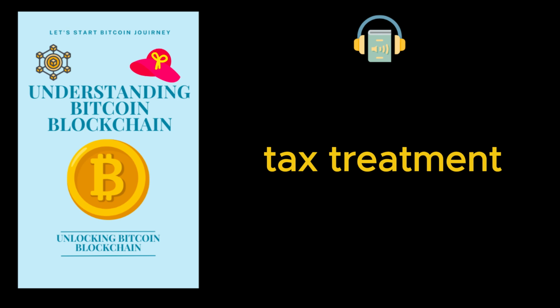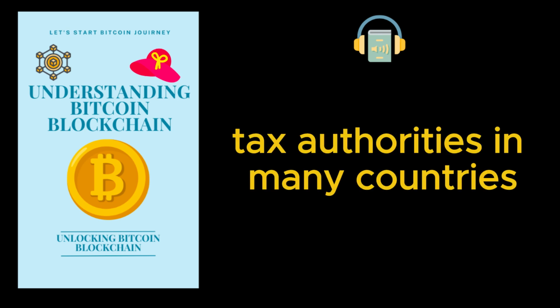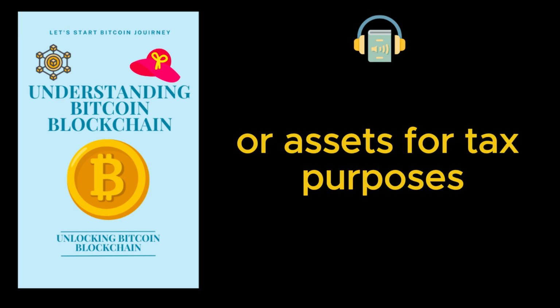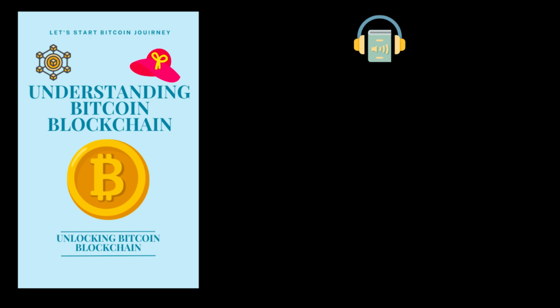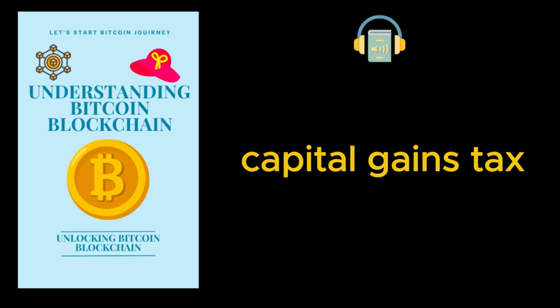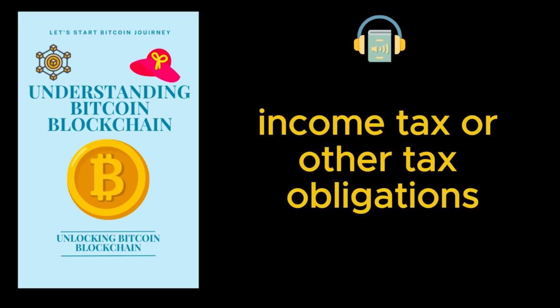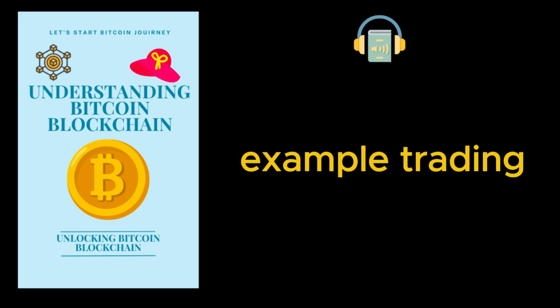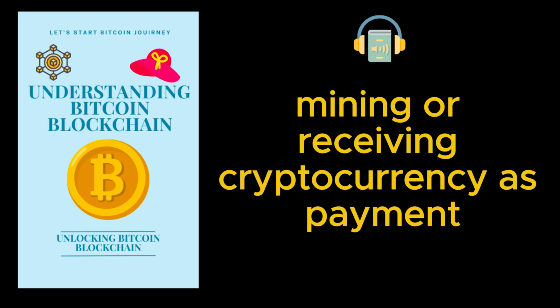Tax treatment. Tax authorities in many countries treat Bitcoin and other cryptocurrencies as property or assets for tax purposes. Transactions involving cryptocurrencies may trigger capital gains tax, income tax, or other tax obligations depending on the nature of the activity, for example trading, mining, or receiving cryptocurrency as payment.